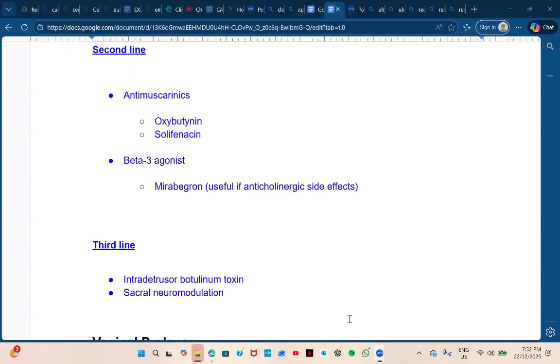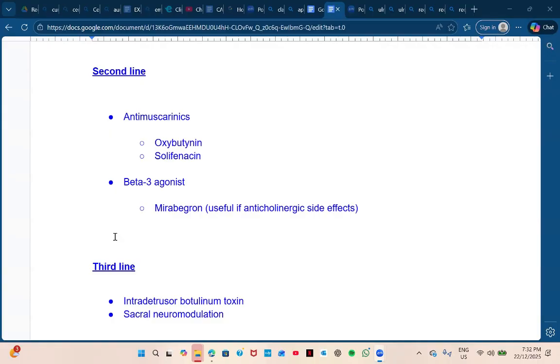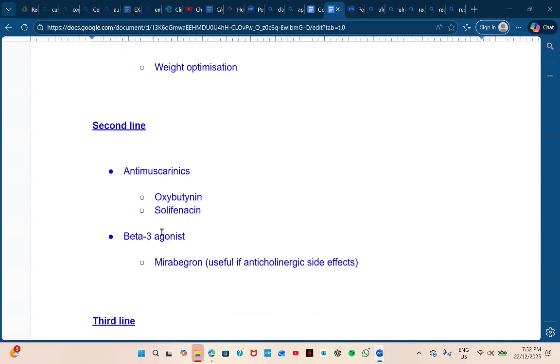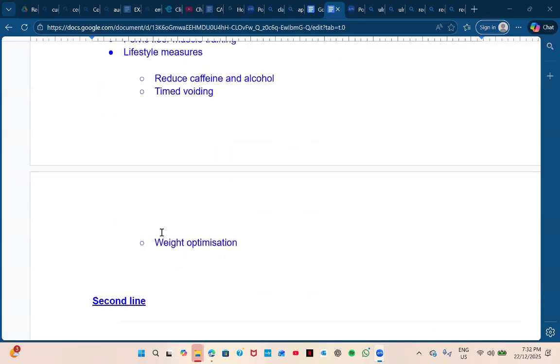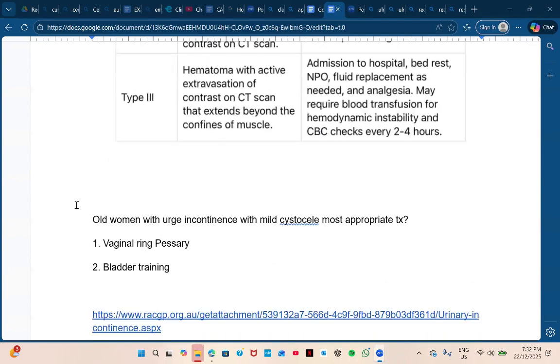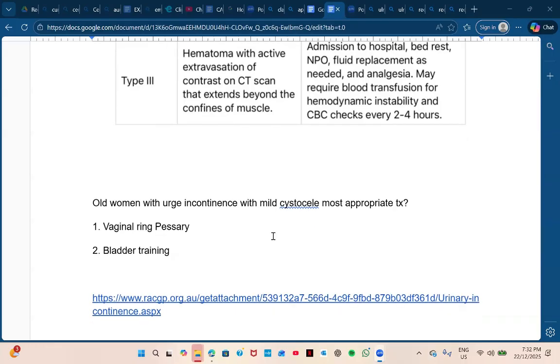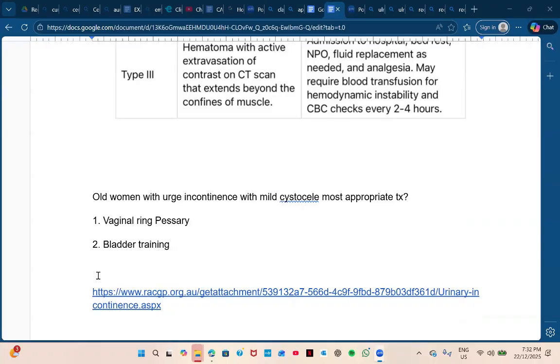If you get a question on continence, you will find mirabegron as the answer in that scenario. I can't add everything in here, so I'm just quickly explaining the topic. In our question, they mention a woman with urge incontinence with mild cystocele. What is the most appropriate treatment? In mild cystocele, we don't have to treat, right? In mild cases, we can go with the bladder drain.